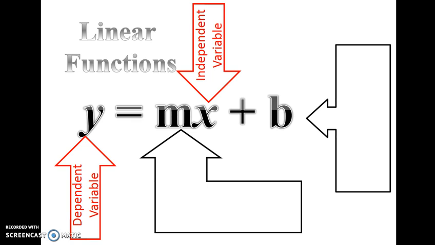The other two letters, m and b, represent constants. They are going to be filled in with numbers. So when you get done writing your equation, the m and the b will be a number, but the y and the x will still be a letter in your equation.